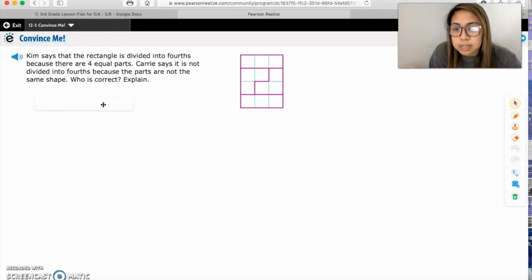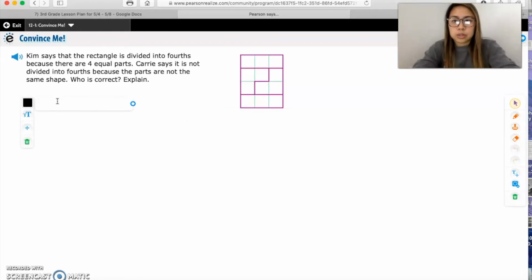Every time I do a text box, I don't know where it goes. So Kim is correct because each part, so it's cut into 4 parts, each part has 3 equal squares. Let's do unit squares inside.